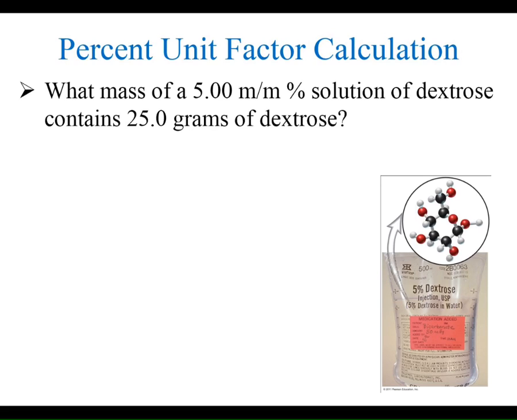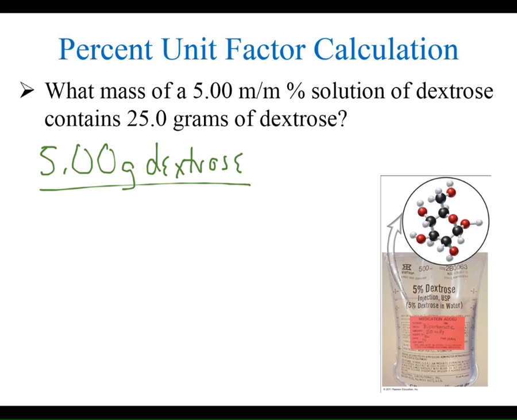5.00 m/m percent? Well, that's the same as saying 5.00 grams of, what is the solution of? Dextrose. Over how many grams of solution? 100. 5 out of 100, yes. Not a trick question. All right, so that's what that means. So now I want to know what mass of solution, so I want grams of solution, contains 25.0 grams of dextrose.